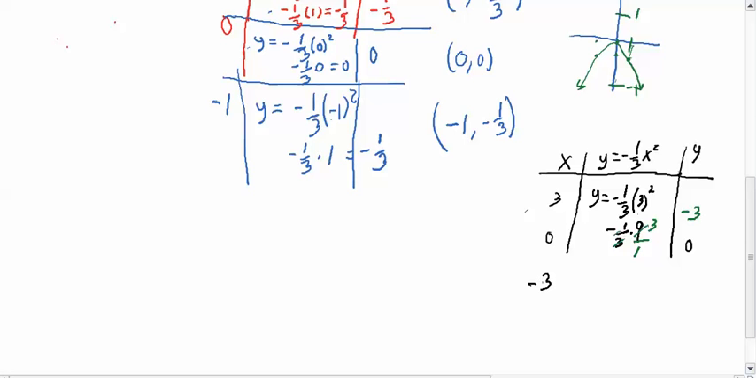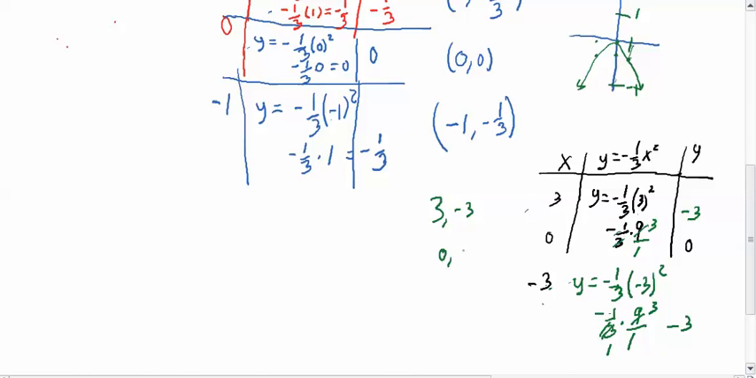And then we can do the same thing with the -3. So down here, y is equal to -1/3. And if I put a -3 in here and I square it, I also get a 9. So I have -1/3 times 9, and if I make it a fraction, I can cross cancel. This becomes a 1, this becomes a 3. 3 times -1 is -3. And so then I have ordered pairs of (3, -3), (0, 0), and (-3, -3).